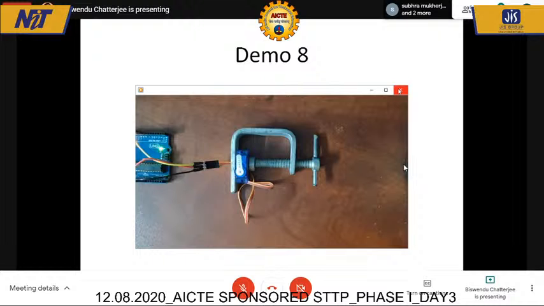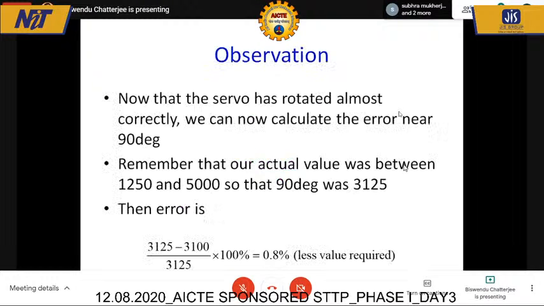Okay. Now what is the error? Observation for 90 degree: the actual value required was 3125. Now I am operating at 3100. If you compute that, it is 0.8%, this is very low. Almost at 90 degree, the servo is operating satisfactorily.